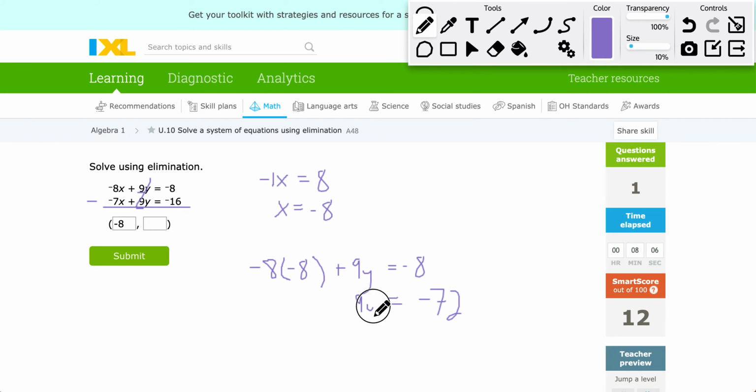Still equals 9y. If I divide both sides by 9, I'm going to have y equals negative 72 divided by 9. Man, I need to get the calculator out for that one. I'm rusty right now. Negative 8 again. I should have known. So that one's going to go in the second box.